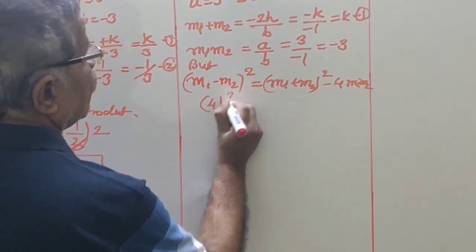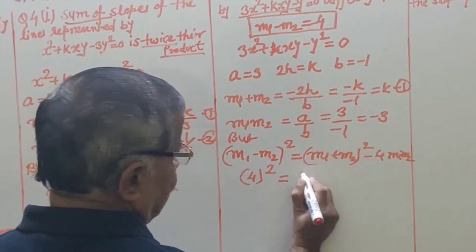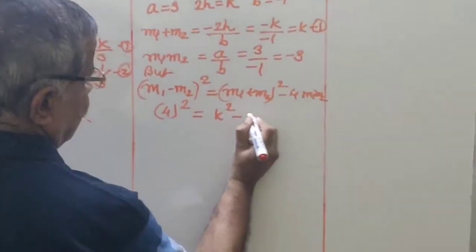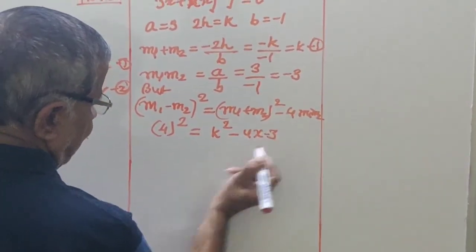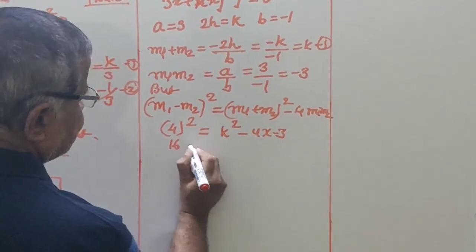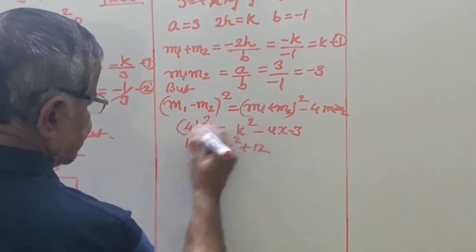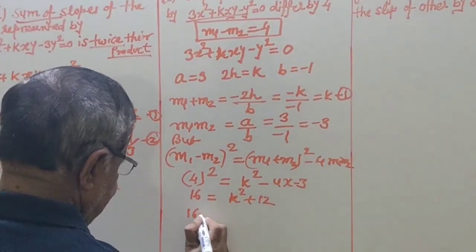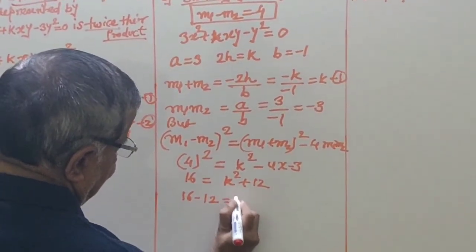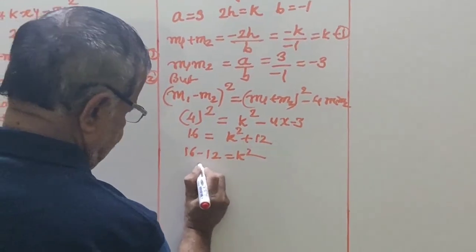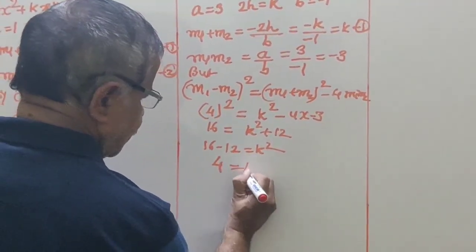4 square is equal to k square minus 4 into minus 3. Now what is the value of this? It is 16 = k square + 12. Now by transferring the term, 16 minus 12 is equal to k square. What will I get? 4 is equal to k square.